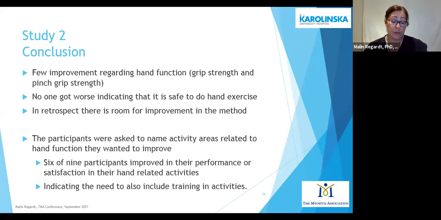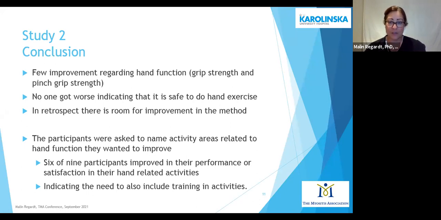What we could conclude from this study was that there were few improvements regarding hand function, unfortunately. But no one got worse, indicating that it is safe to do hand exercise. And again, we could have done this study better, but I guess that is what you learn when you do research.